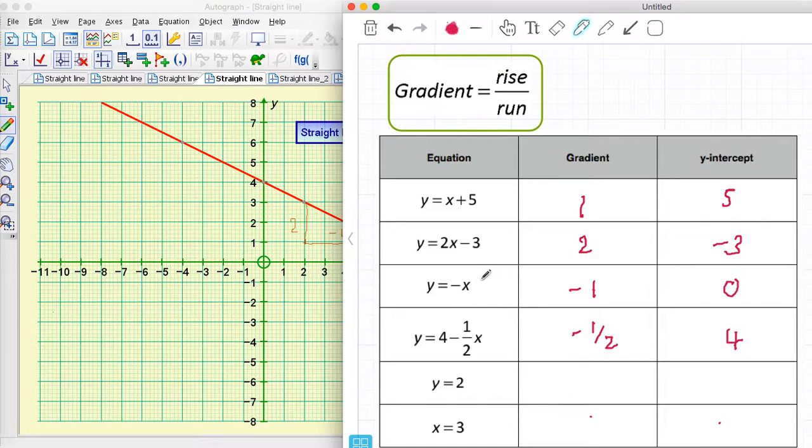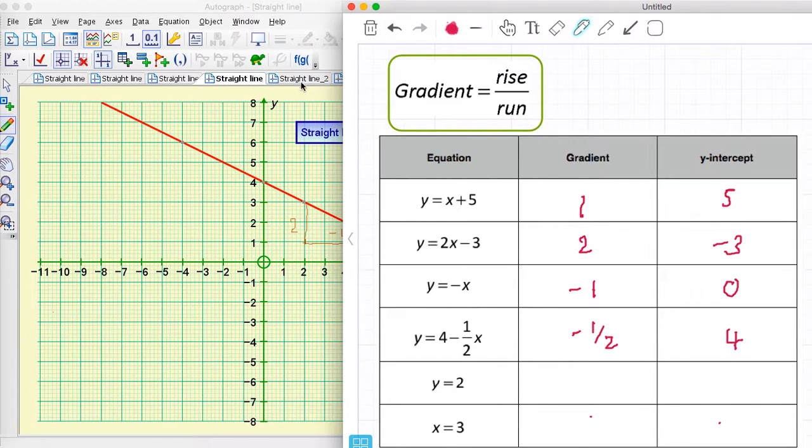Y-intercept, well there's nothing at the back here. I don't write +0 because it's nothing. So 0 and nothing here. 4, 4. Now this one's special because I put the -0.5x at the back. The -0.5 is with the x and that's the gradient, and the 4 is on its own and that's the y-intercept. So the number on its own is the y-intercept, and the number attached to the x, what I'm multiplying x by, is the gradient.